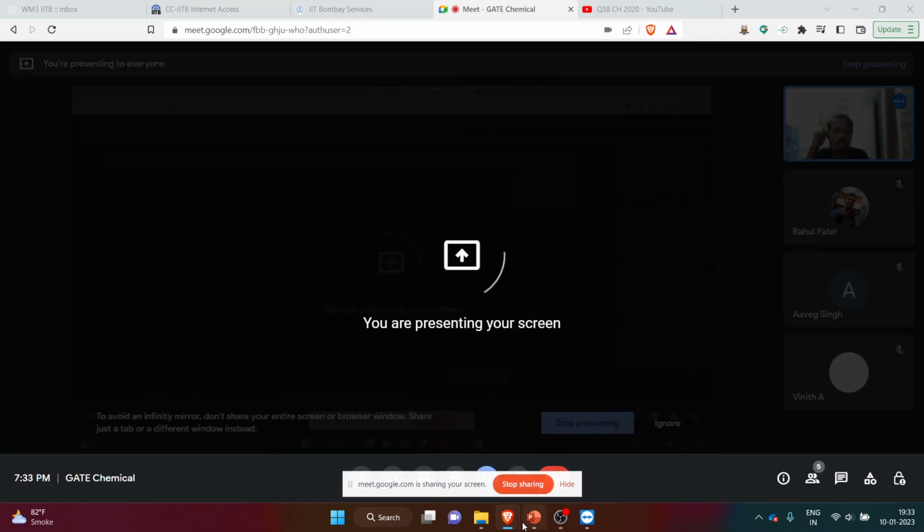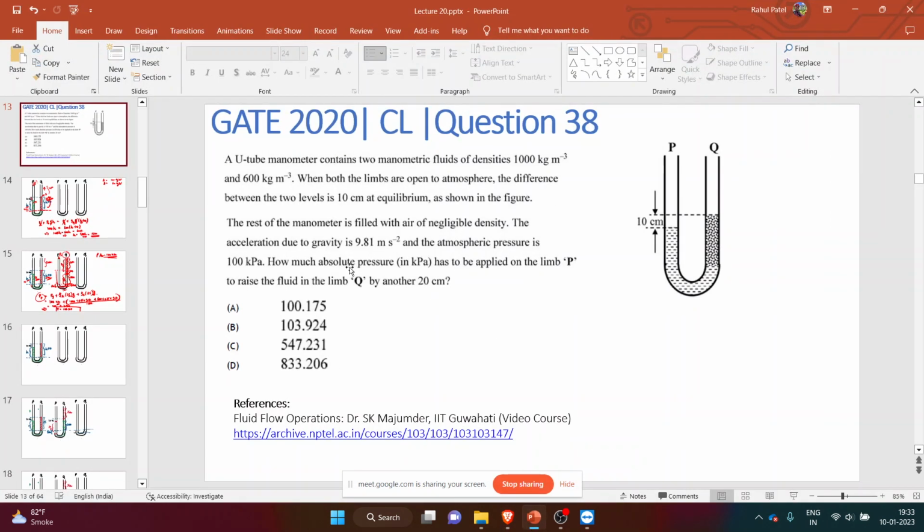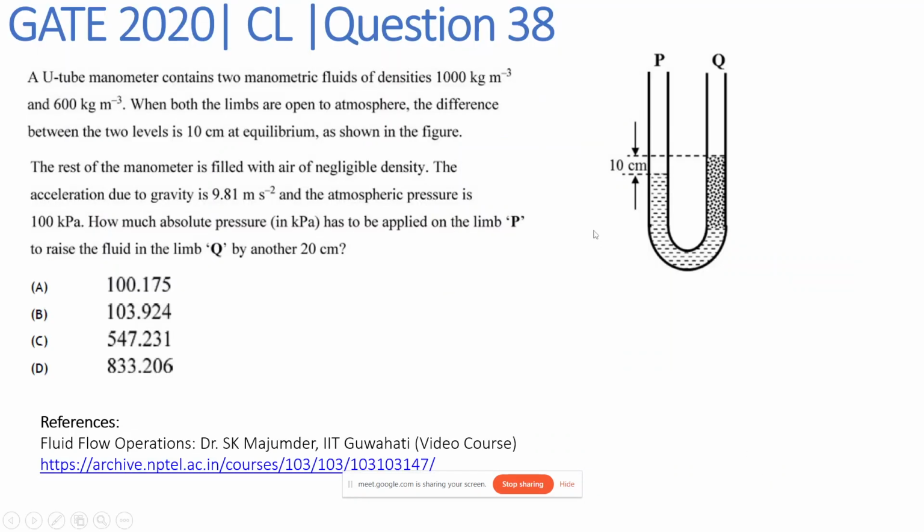I hope this question related to manometer is also clear. So in this we were given these two fluids and we were asked that if I had to increase the height of this fluid Q by 20 centimeter, how much pressure should be applied on the left hand side?